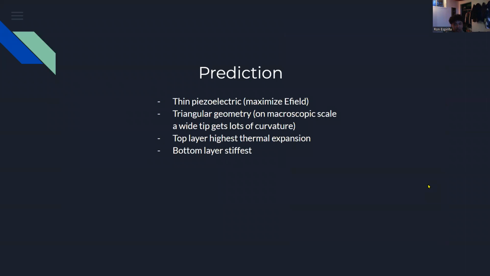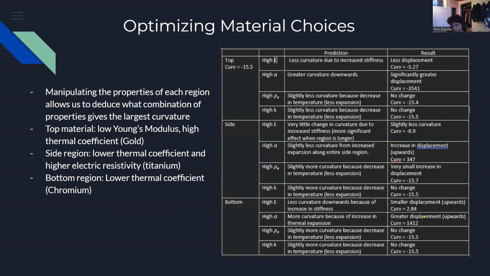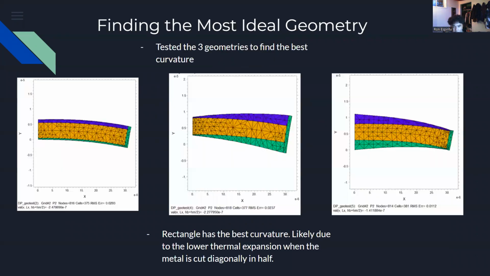From here, it could be predicted that our optimal solution will have a thin piezoelectric to maximize field, a triangular geometry, a high top thermal expansion, and a high bottom stiffness. To optimize material choices, the effect of every parameter in every region was tested. It was determined that it was best to have gold on top, titanium on the side, and chromium on the bottom. To optimize geometry, the 3 geometries were tested.